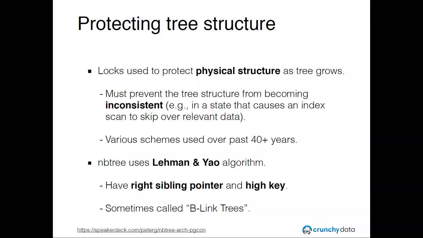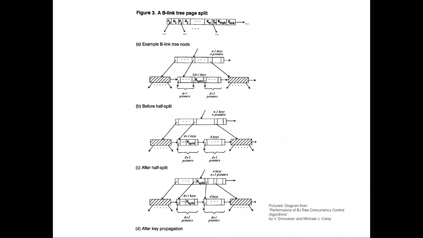nbtree itself uses something called the Lehman-Yao algorithm. It introduces a right sibling pointer and high key to each page. Implementations that use this are sometimes called B-link trees as well. This is an image from a paper, not the Lehman and Yao paper, in fact, but another one. And it illustrates how page splits occur.